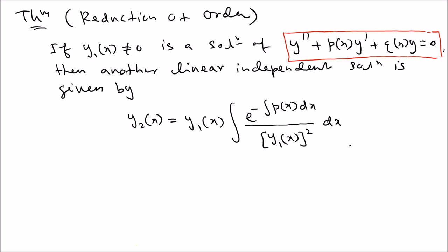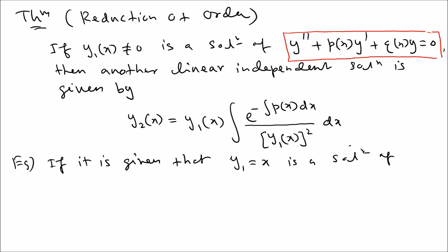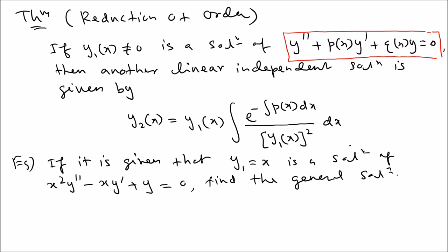So let's use that in a problem and see how the whole calculation works. This is a problem of that type. If it is given that y1 equals x is a solution of x squared y double prime minus x y prime plus y equals 0, find the general solution.